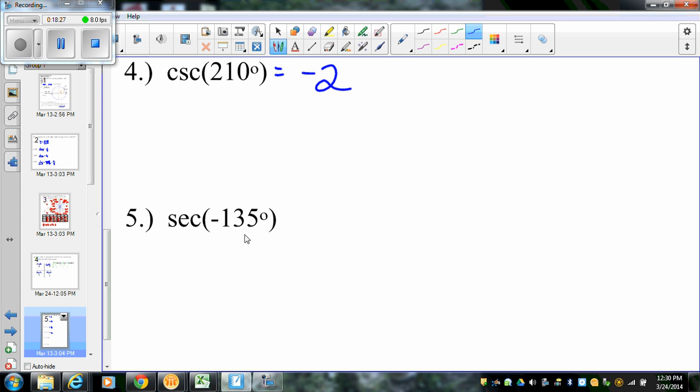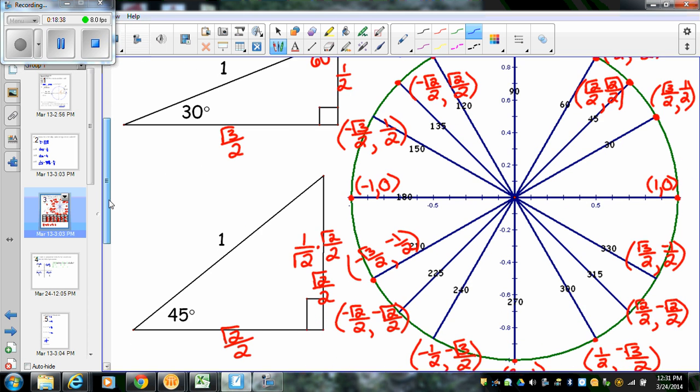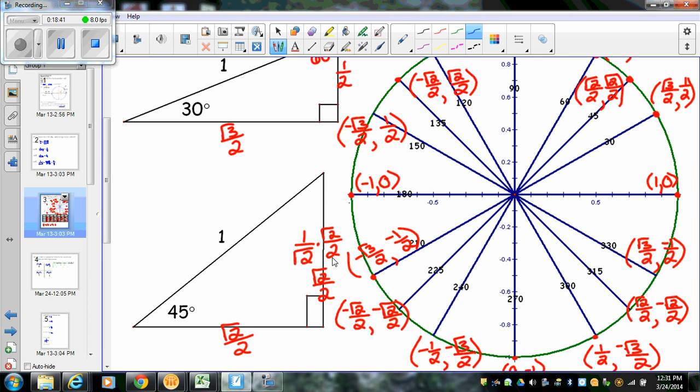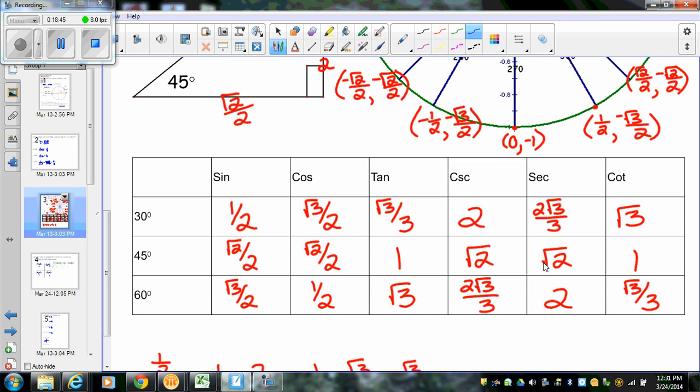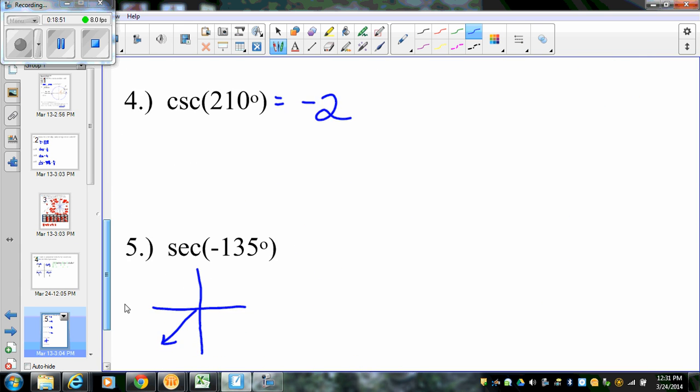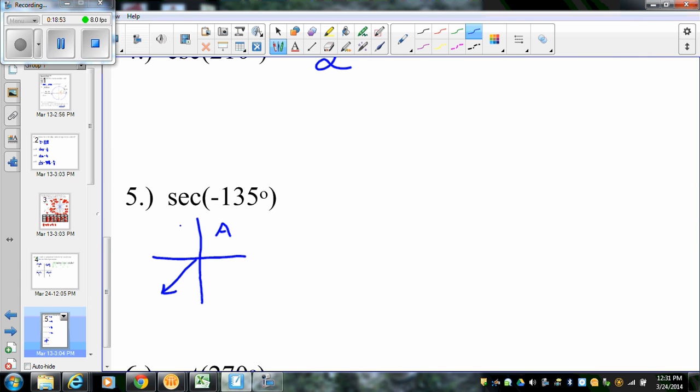Secant of -135 degrees. So without looking at my unit circle, -135 degrees is going to fall down here in the third quadrant. Going back to my unit circle, it has a reference angle of 45 degrees. So I would go look up the secant of 45 degrees. So that would be square root of 2. But since I'm in the third quadrant, all suckers take. That is not secant or cosine. So it's going to be negative square root of 2.